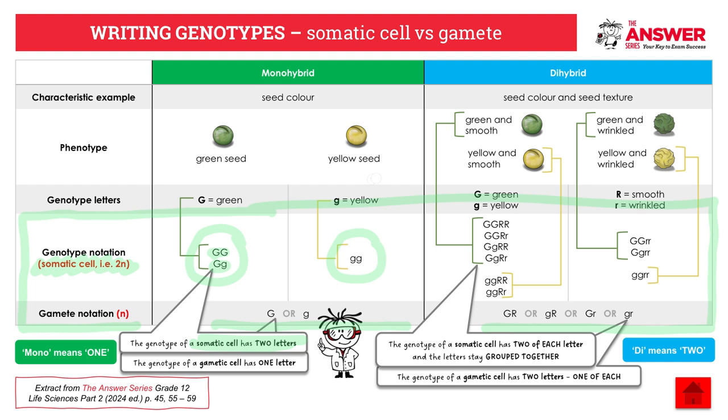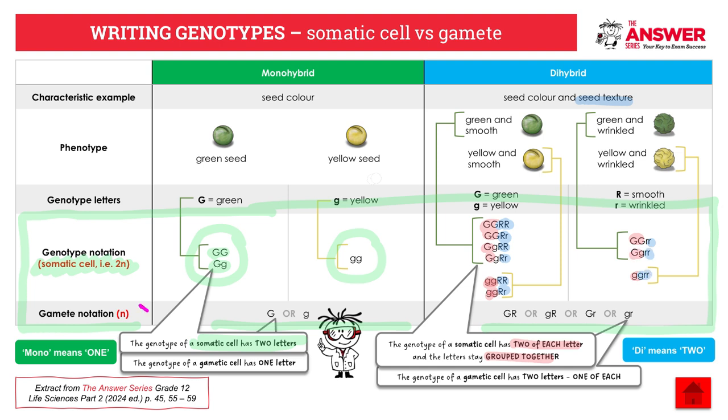Then if we look at a dihybrid cross, the somatic cell has 2 of each letter, and the letters stay grouped together because they are showing you 2 characteristics. So you have a big G, one from mom and one from dad, maternal and paternal, and then a different characteristic will also be concerned, namely in this case the wrinkled or smooth seed texture, and the big R, one of them will come from the paternal chromosome and one from the maternal chromosome. And that's true for all the different genotypic notations.